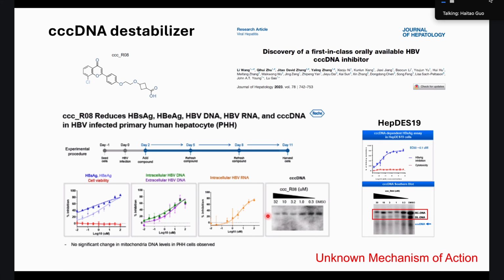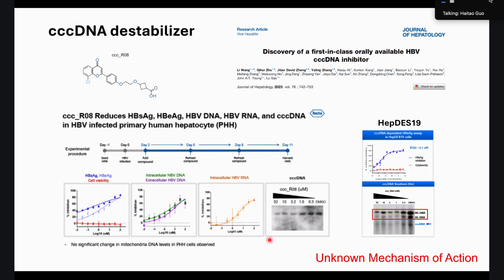A study from Roche a couple of years ago reported that they discovered a cccDNA destabilizer called CCC-R08. You can see this compound, in the minicircle cccDNA or the stable cell lines, all using HBV infected primary hepatocytes, decreases cccDNA with the treatment of the CCC-R08 compound. But the potency needs to be further improved because you cannot completely remove the cccDNA, and the mechanism of action is unclear.